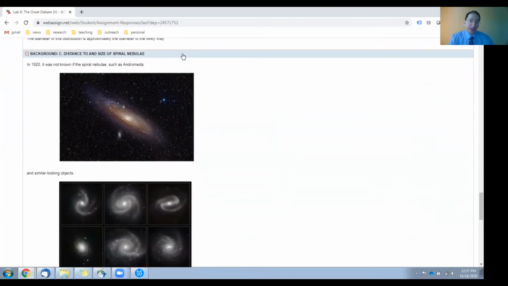Now, in background section C, we're going to delve further into the second part of the Great Debate, in which we're going to use Cepheid variable stars to measure the distances to, and sizes of, the diameters of, spiral nebulae. But first, what are these spiral nebulae? Well, the most famous one is Andromeda. You can see it here.